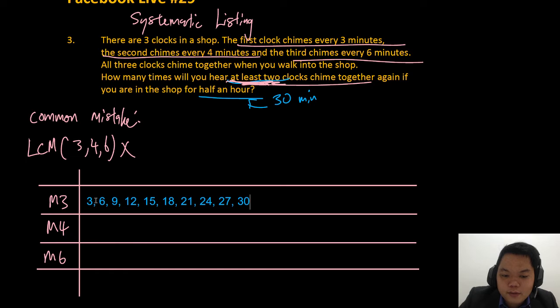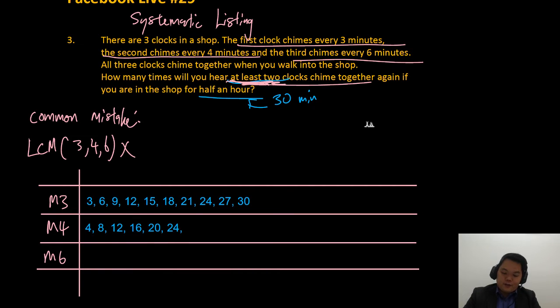So no, you don't use the lowest common multiple. Then for the multiples of 4, it will be 4, 8, 12, 16, 20, 24th minute will chime again, 28th minute will chime again. So the next one will be 32. So this 32 over here, you do not include it in, because it will exceed your 30 minutes here. Okay, so the last one is on number 6. Number 6 will be 6, 12, 18, 24, and 30.